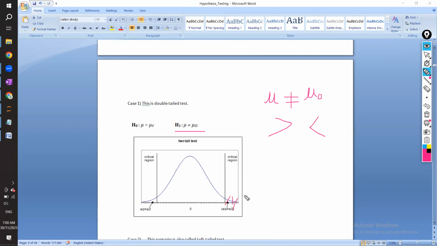This is greater than, this is your mu naught. This is greater than, and this will be less than. So one tail, second tail: two tail test, or this is also called a double tailed test.